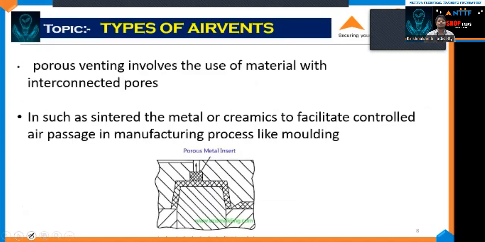Now we go to porous venting, which involves material with inserted pores. In such inserts, metal or ceramic is used to control the air passage in manufacturing processes like molding. There, the air vents are made of sintered metal or ceramic, which is used to remove the trapped air, and these metal inserts contain small pores.